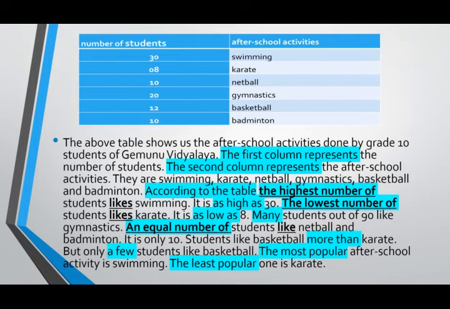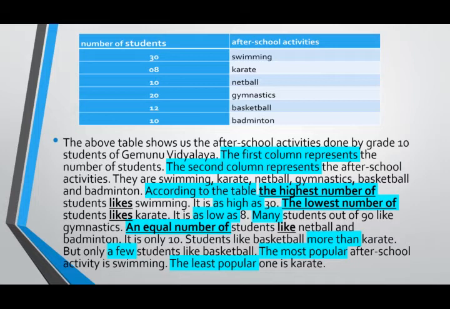This is my model answer for describing tables. First, I'll read it. The above table shows us the after-school activities done by grade 10 students of Gamunu Vidyalaya. The first column represents the number of students. The second column represents the after-school activities. They are swimming, karate, netball, gymnastics, basketball, and badminton.